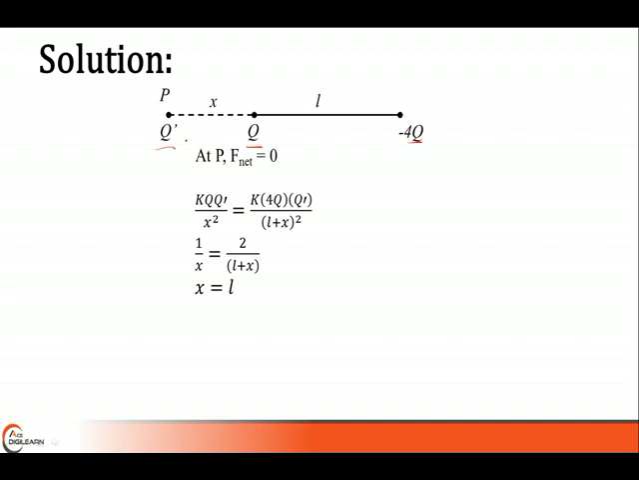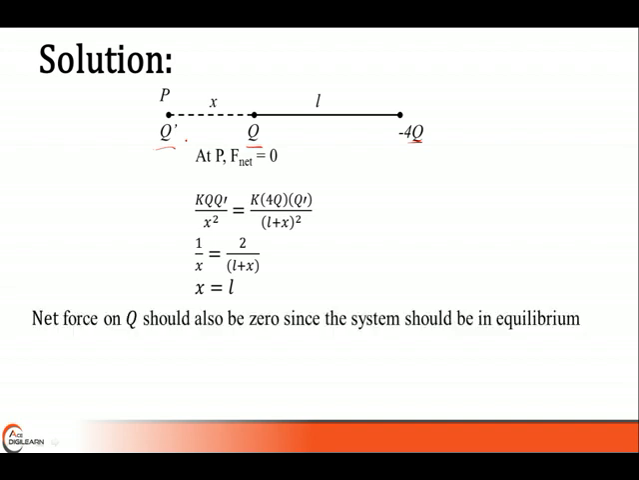Now this explains why q prime must be in equilibrium, but the net force on any other charge should also be 0 because the system should be in equilibrium. So net force on q should be 0. So on equating the two forces on q due to q prime and minus 4q, and using the fact that x is equal to L, we have q prime is equal to minus 4q.